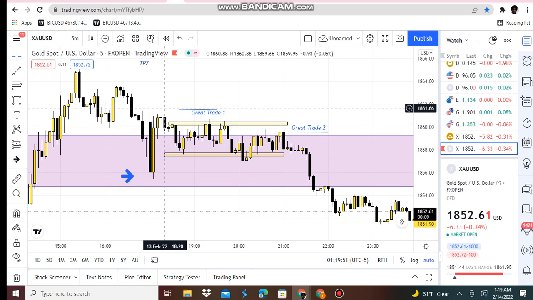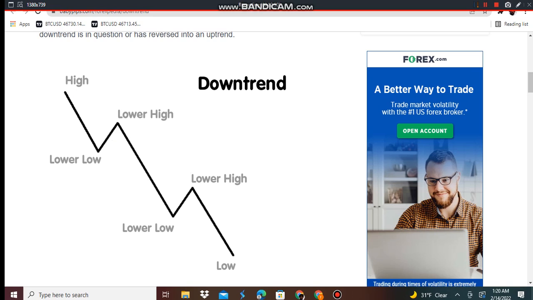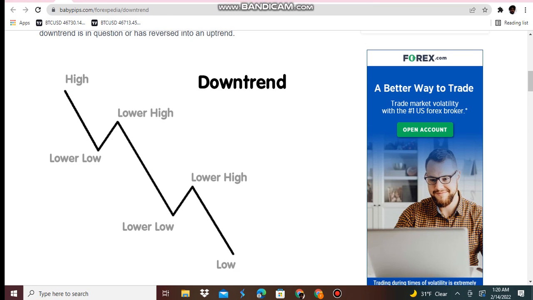And depending on your lot size, it definitely could have got you out of that trade. You have to be aware of that. You have to be aware of what price is doing. You have to wait for price to make structure. You have to wait for price to make a lower high.